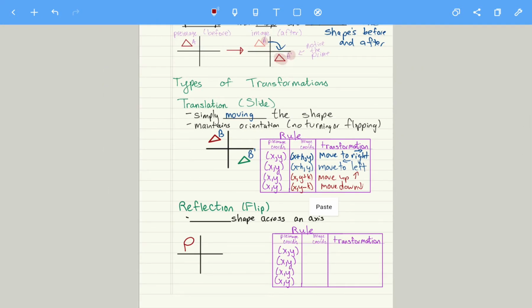Seems it's a little buggy today, but let's look at reflection. Reflection mirrors the shape across an axis. So for example, we have this little P here. We could flip it across the y-axis, or we could flip it across the x-axis.